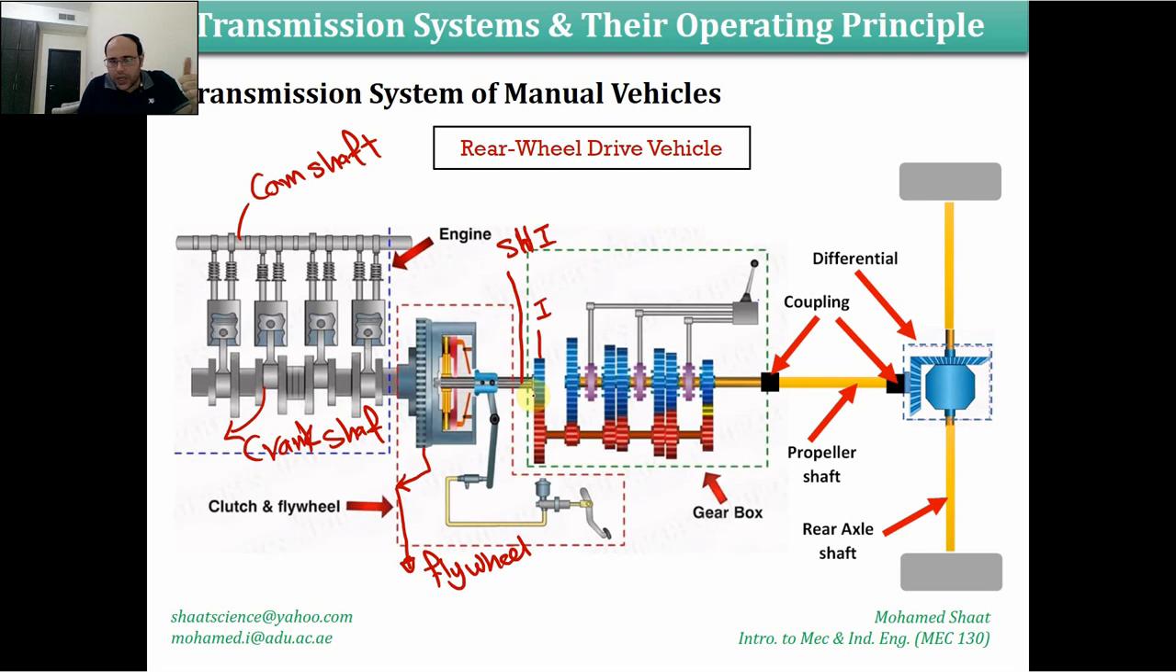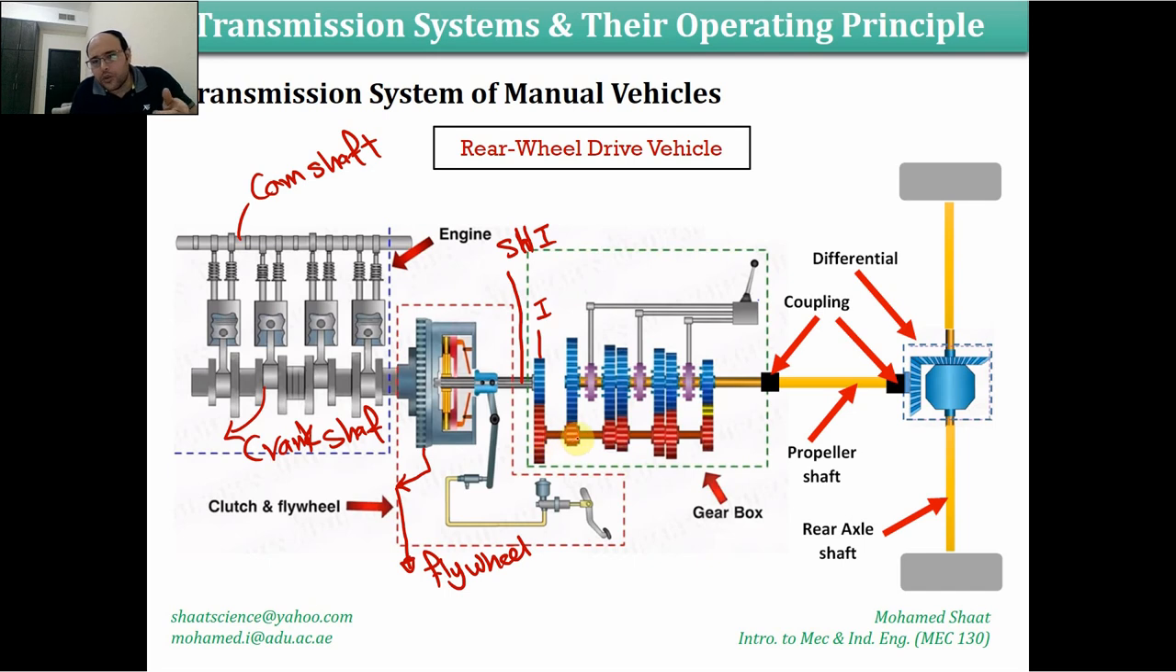At the end of this shaft, there should be a gear. This gear is going to be the input gear that gives motion to the transmission. This is the connection between the transmission and the clutch system itself. Then once this gear number one rotates, it's going to give rotation to this gear number two, this one.